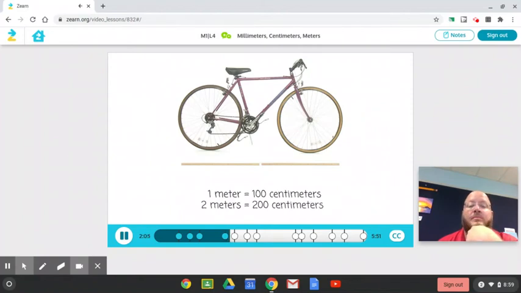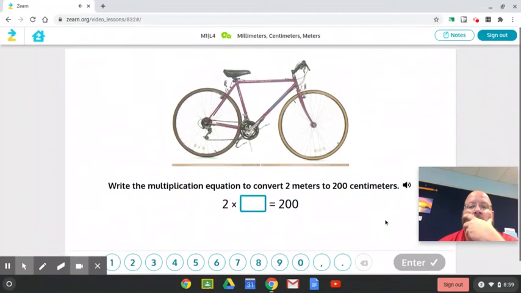Write the multiplication equation we used to convert 2 meters to 200 centimeters. So that would be 2 times 100, because there was 100 centimeters here and 100 centimeters there. So times 100 centimeters times 2 of those. That's what they're doing.